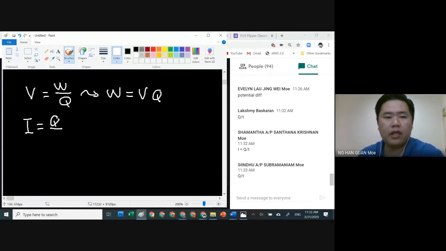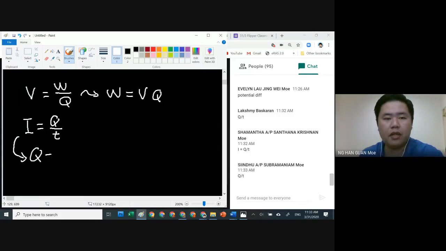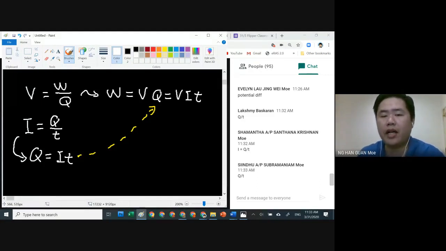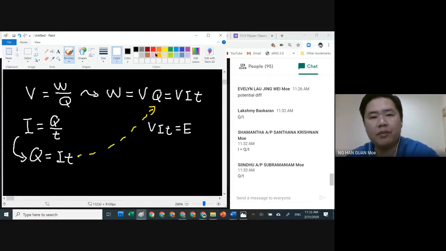Yes, Q over T. Means from here, if we transform it, then we will get Q equal to IT. So this Q equal to IT, if we substitute into our formula here, then you will get VIT. And this VIT actually is the one that we use to get our electrical energy. So please do not confuse it with the symbol capital E that we apply in our formula.